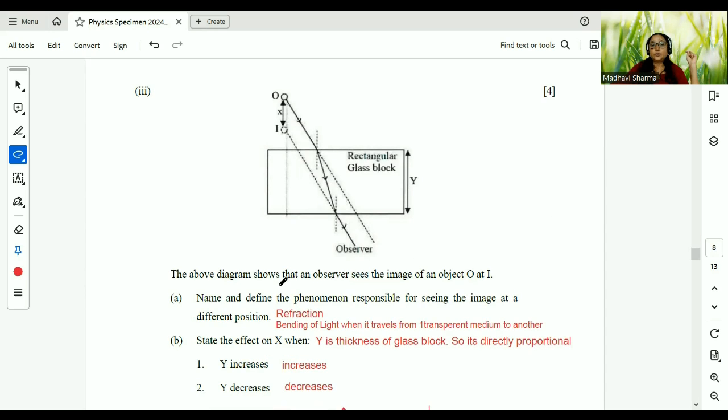The above diagram shows that an observer sees the image of object O. Here, I, it comes closer. Yes? Okay. This is an example in your concise physics, children. Do have a look also. I think it's the first example. Yeah, quite similar.